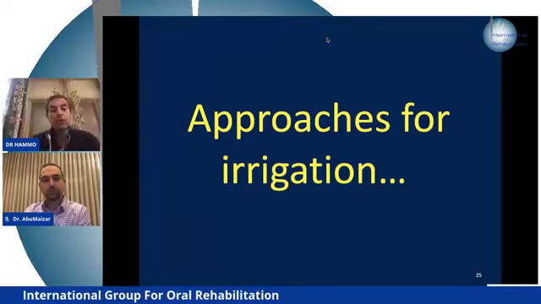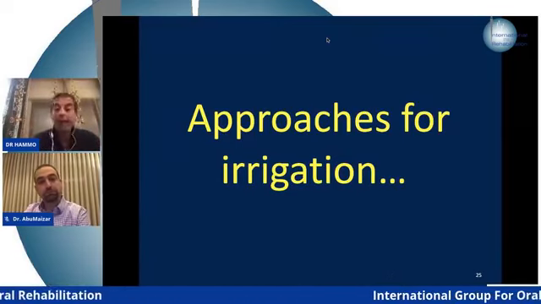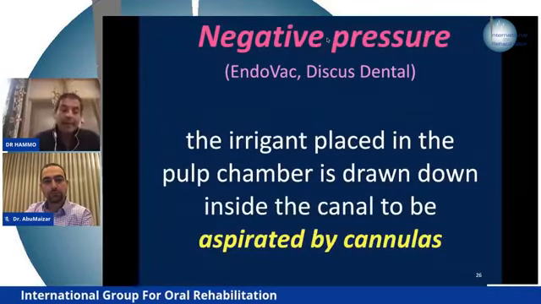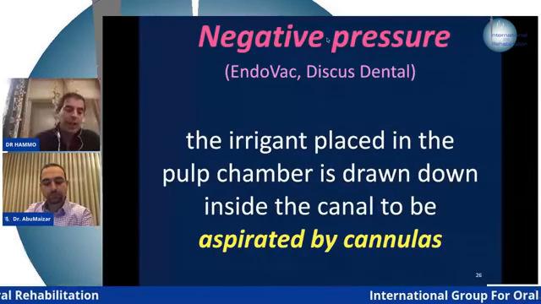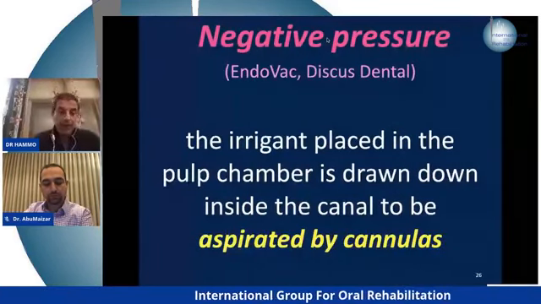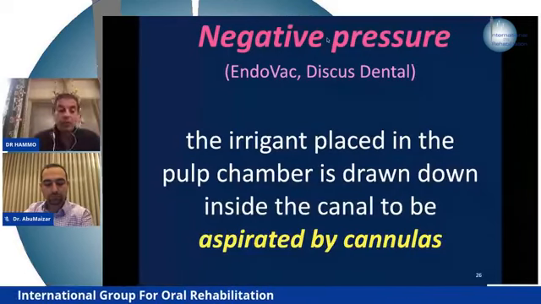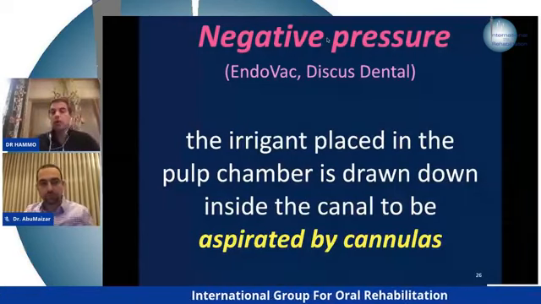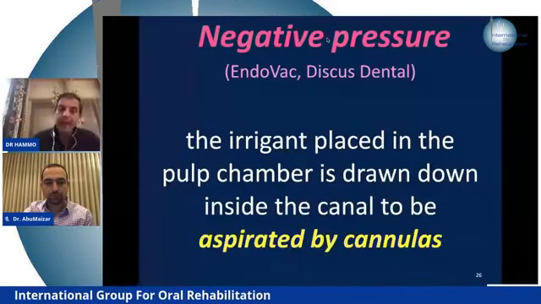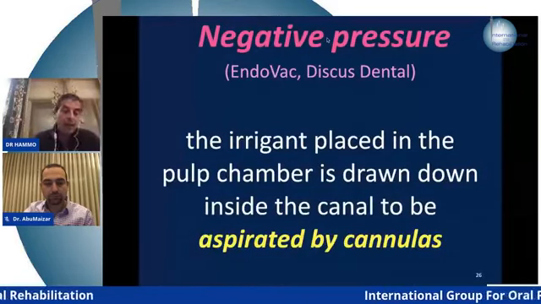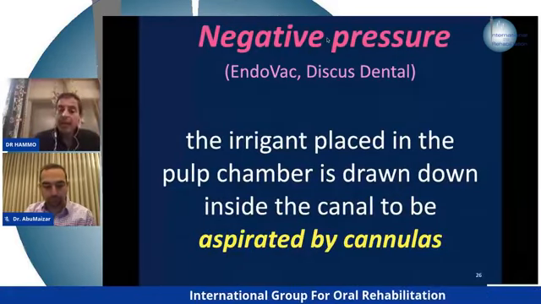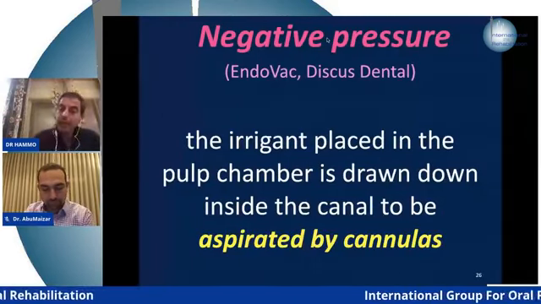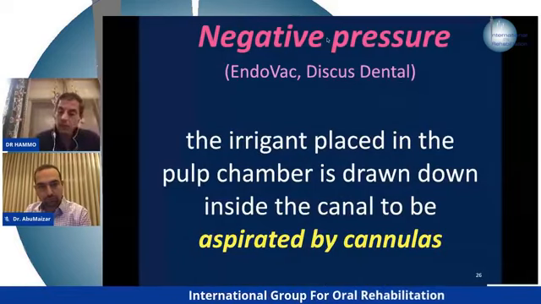Actually, we have two approaches for irrigation. The first approach is called negative pressure, and the commercial name is EndoVac. We use a certain device, which is used to place the irrigant inside the pulp chamber, and then this irrigant is drawn down inside the canal and aspirated by cannulas.